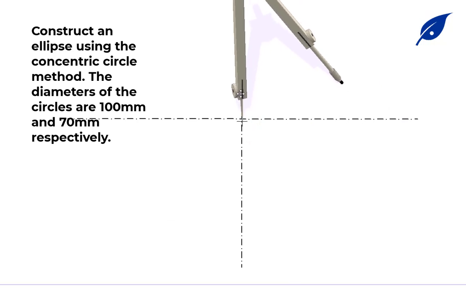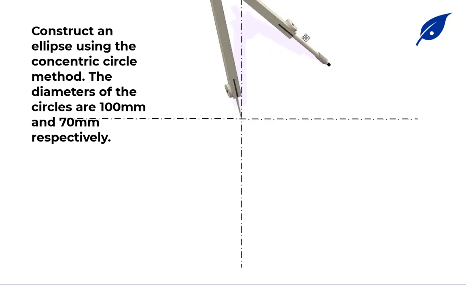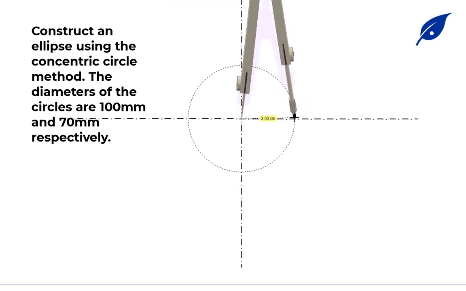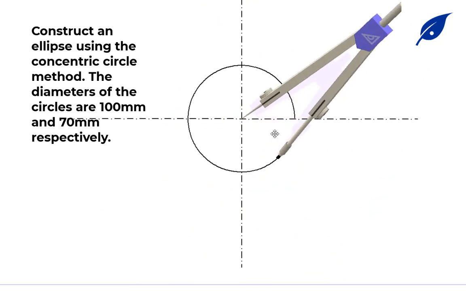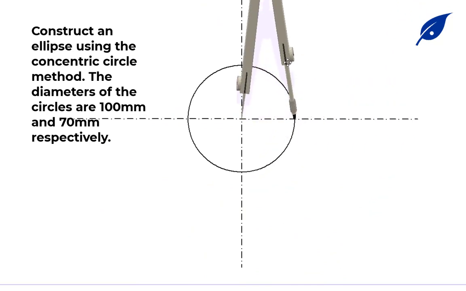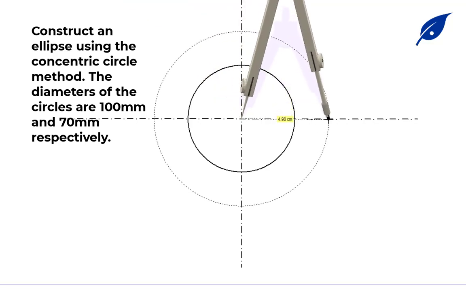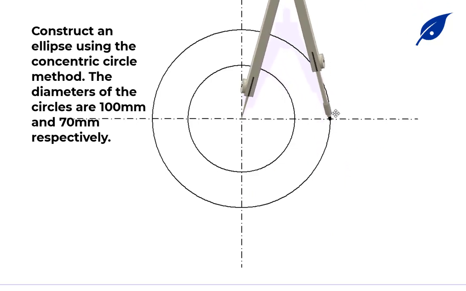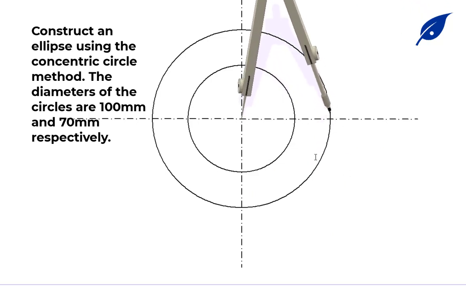So we're going to start with the minor axis. So we're going to draw the circle for the minor axis. So the radius we're going to use is 35mm. So after getting 35mm, we're going to draw the circle, and here it is. So after that, we're going to draw the 100mm circle. The radius is 50mm. So now we're done with the circles, the two circles.